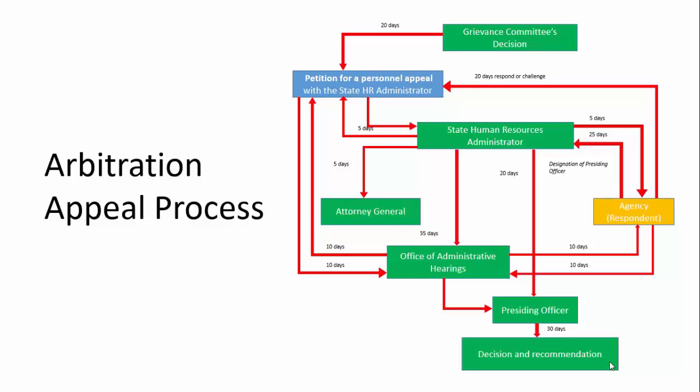The arbitration appeal process. Within 20 days after the date of the decision of the grievance committee, the employee may file a petition for a personal appeal hearing with the State Human Resources Administration. At this point, the employee is referred to as the petitioner. Within 5 days, the Human Resources Administrator or designee shall provide a copy to the Attorney General, the employee's agency, and the employee or his or her representative.